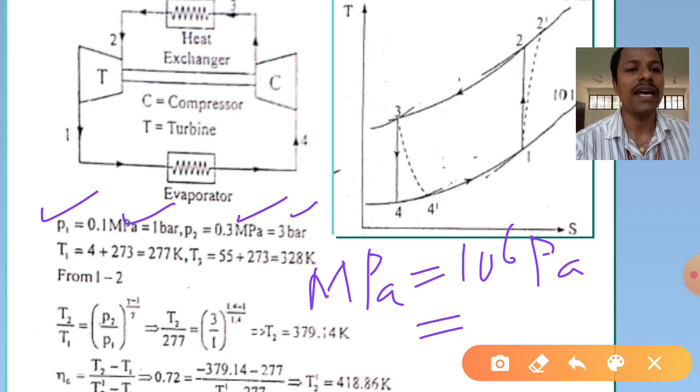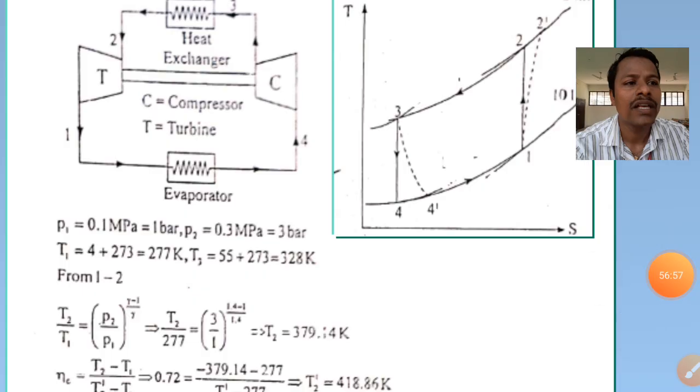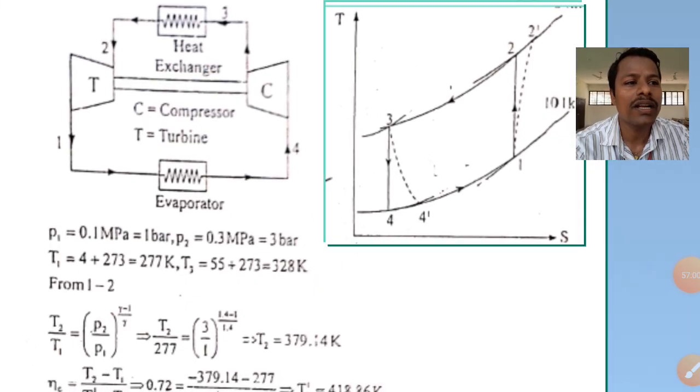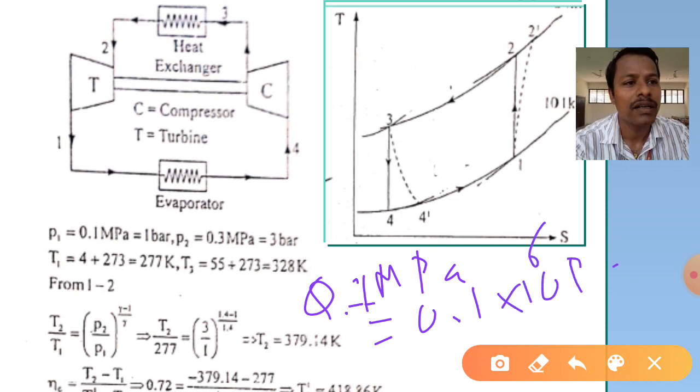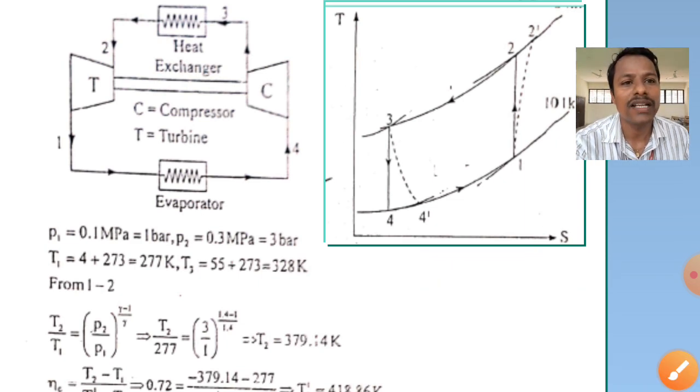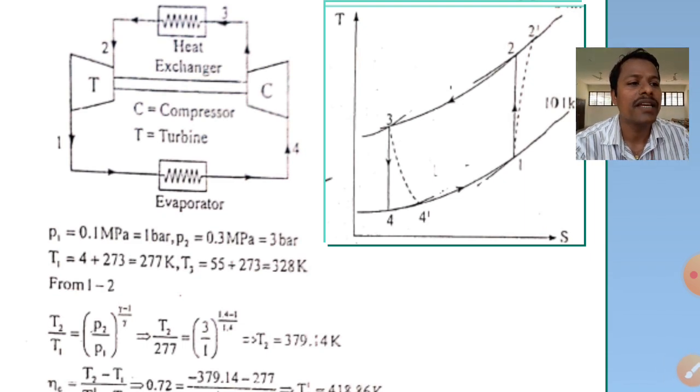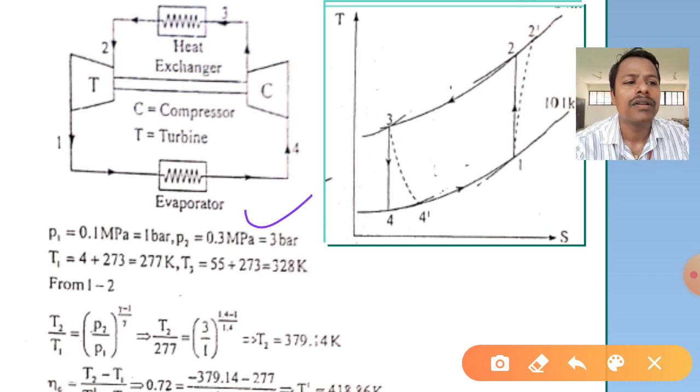So, this can be written as 0.1 megapascal, where 1 megapascal is equal to 10 to the power of 6 Pascal, so 0.1 into 10 to the power of 6 Pascal. If you operate the calculator and divide the value by 100, it will be 1 bar. Similarly, you convert this also.